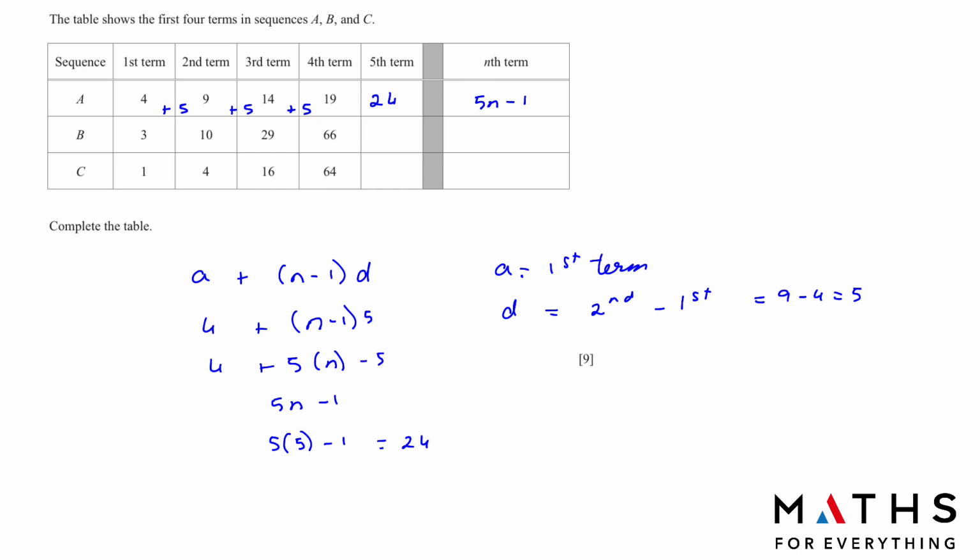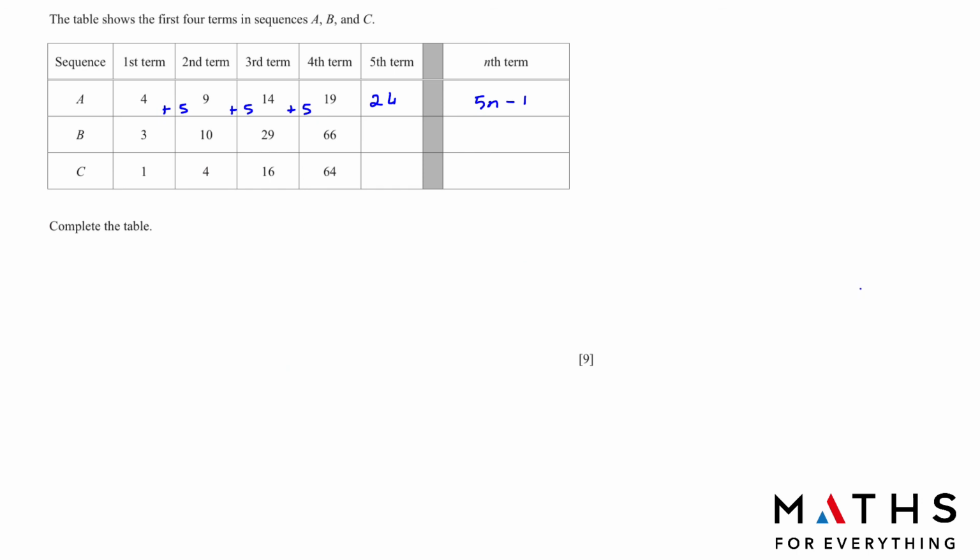Then moving forward, there is the geometric sequence, when you multiply or divide to get the next term. Let's write down sequence B. We got 3, 10, 29, 66. What is the difference between them? 10 minus 3 is 7. 29 minus 10 is 19. And 66 minus 29 is 37. Then let's see the difference between them. 19 minus 7 is 12. 37 minus 19 is 18.